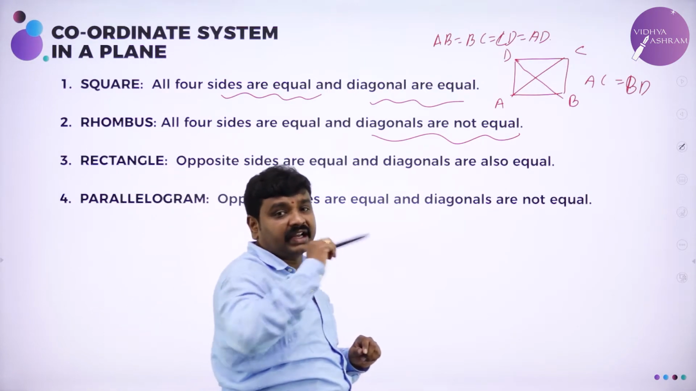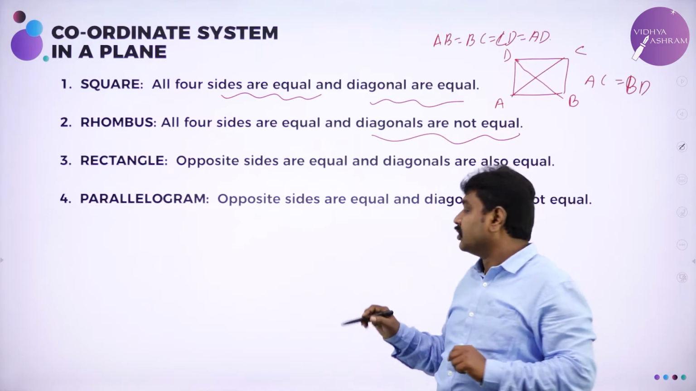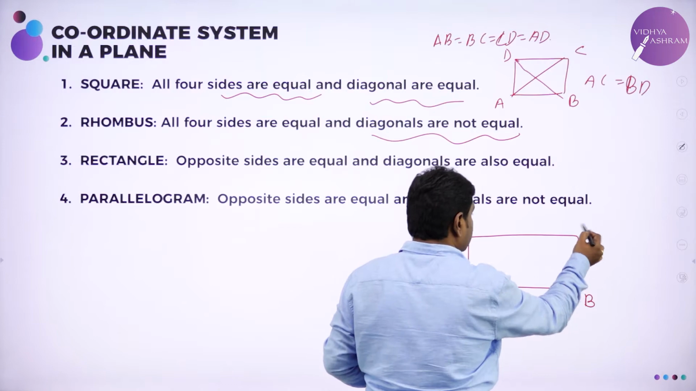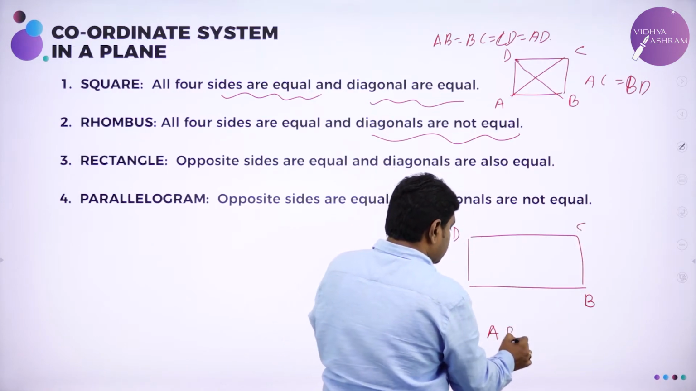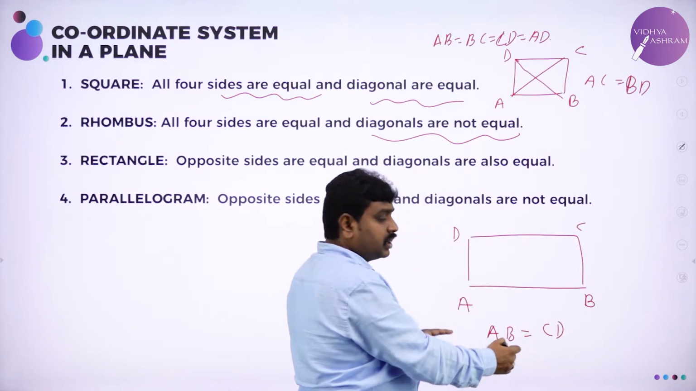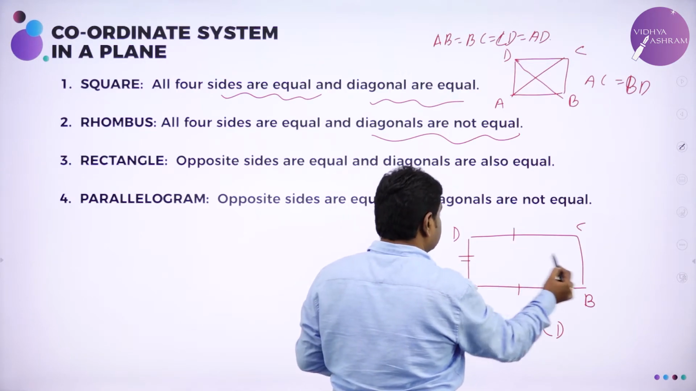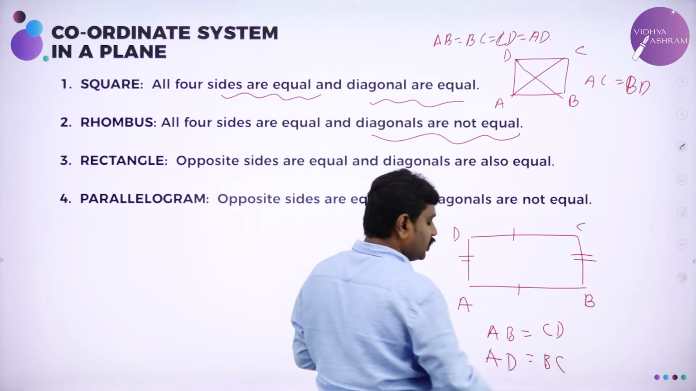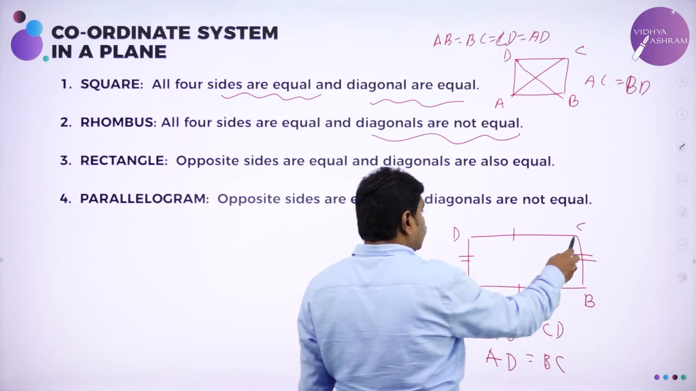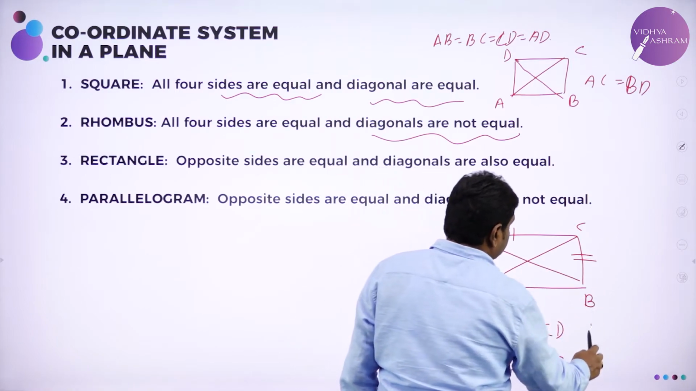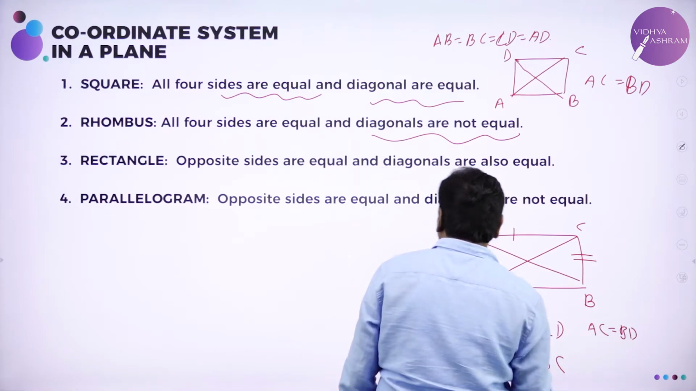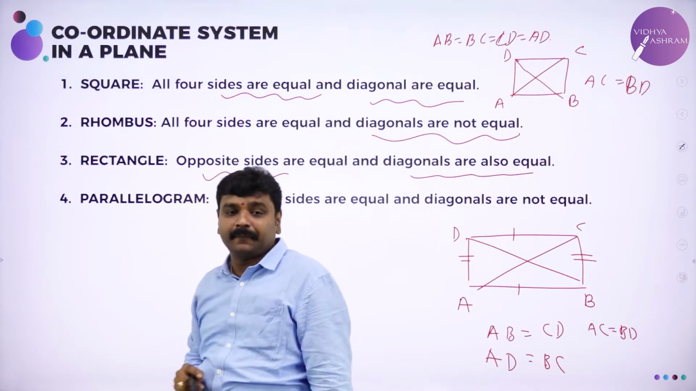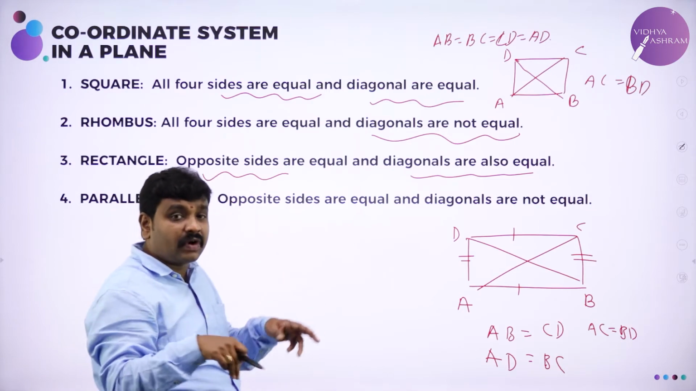Parallelogram and rectangle. Rectangle means opposite sides are equal. If I take A, B, C, D, this is a rectangle. Here AB is equal to CD, one pair. The other opposite sides are equal too, AD should be equal to BC. And diagonals also should be equal. Diagonal AC and diagonal BD, AC should be equal to BD. So opposite sides are equal and diagonals are also equal, then we call it a rectangle. We are focusing on the distance formula approach.